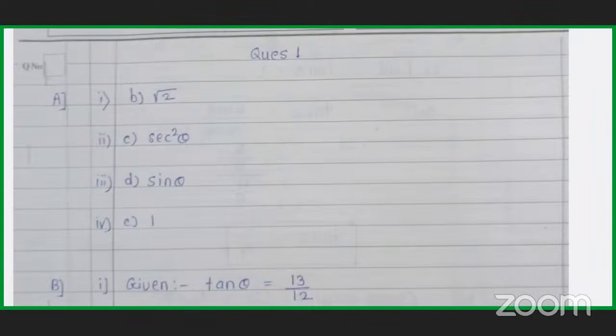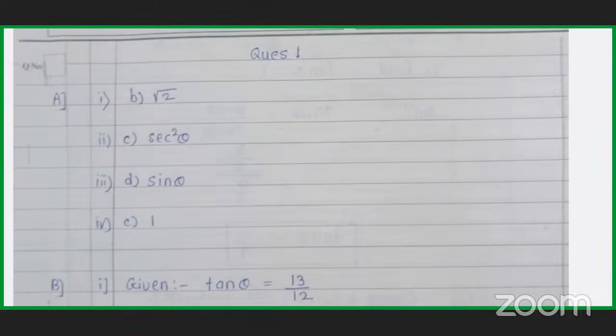Then focus on the second question, 1 plus tan square theta. This is our identity number two. 1 plus tan square theta is nothing but sec square theta. So our option C is correct. Then we have to discuss the third MCQ, 1 upon cosec theta. 1 upon cosec theta is nothing but sin theta. So here we have to focus on option number D.